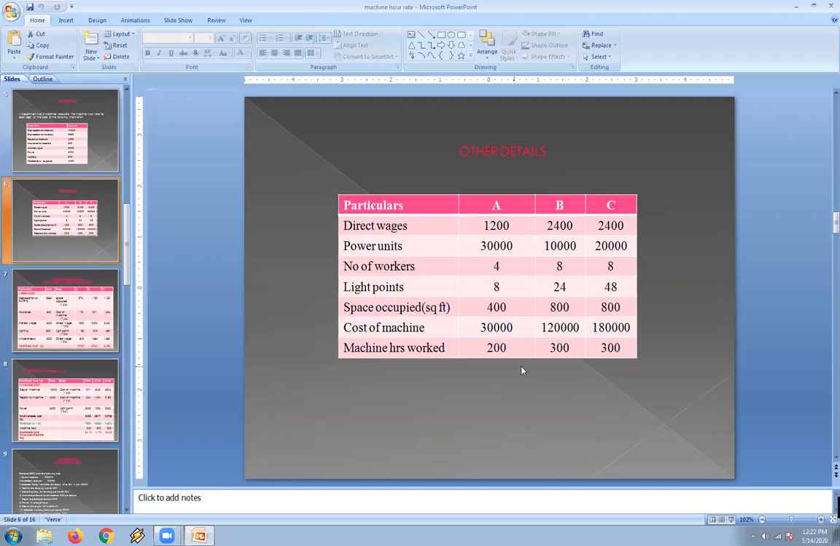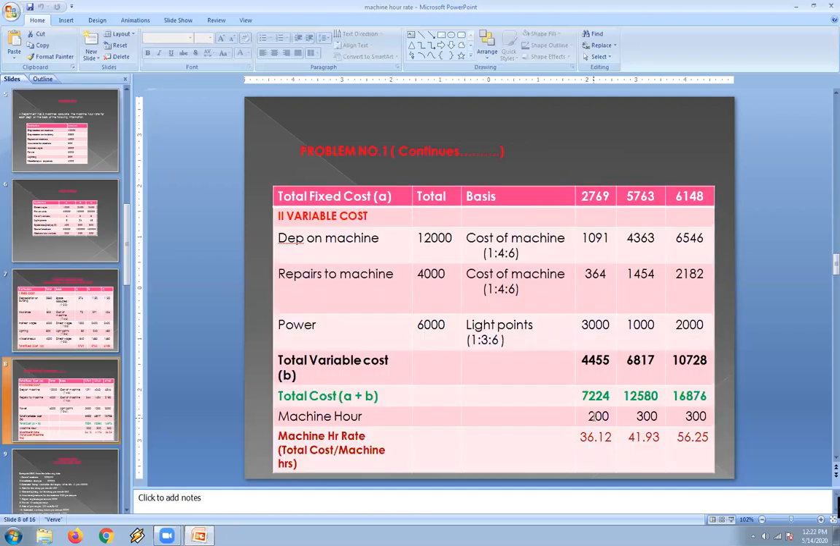That is 200, 300, and 300. It should be divided by the total cost. Then for 1 hour the machine rate for A will be 36 rupees 12 paisa. For B machine it is 41 rupees 93 paisa. And for 1 hour the machine rate is 56 rupees 25 paisa. So this is how we have to calculate the machine hour rate.